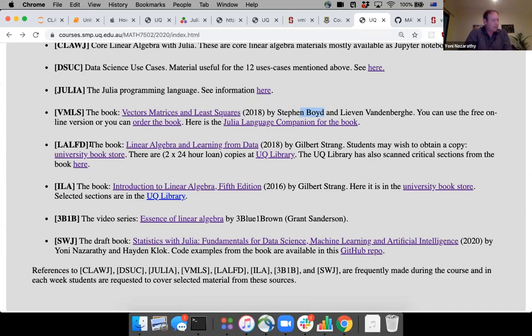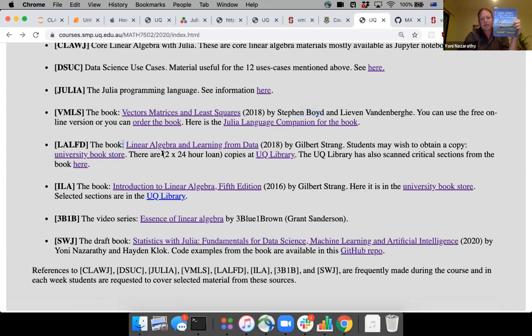Okay, LALFD, Linear Algebra and Learning from Data. That's this book. Last year I asked the students to buy it. This year, I'm not asking you to buy it. First of all, it's just very hard to buy a book and to get it shipped. And anyway, buying a book is expensive. Still, you can order the book if you'd like. This one, I think, does not have an electronic version.